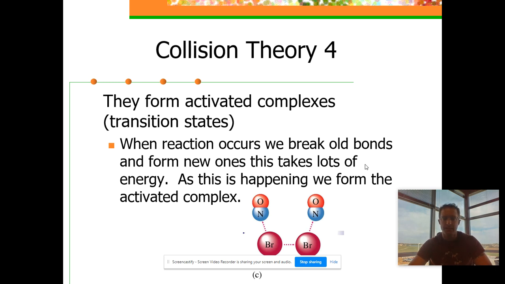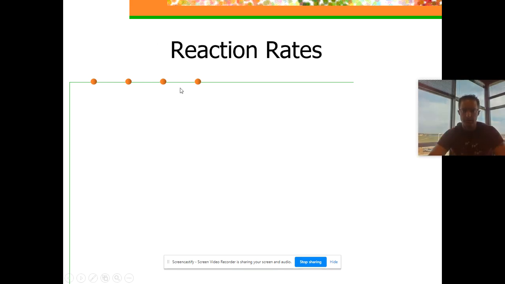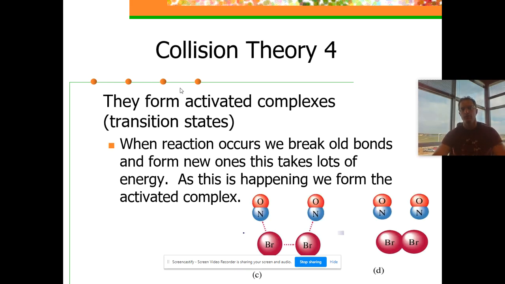But anyway, that's our main ideas of collision theory. I think we get into reaction rates after this. Oh yeah, and then that's the products after you formed your activated complex. I think from here we go into reaction rate stuff. Yeah, so I think that'll do it for today.